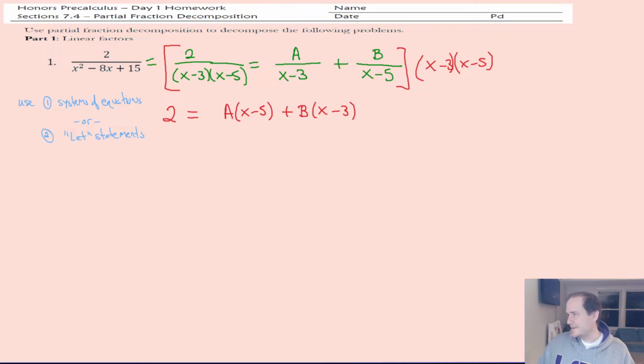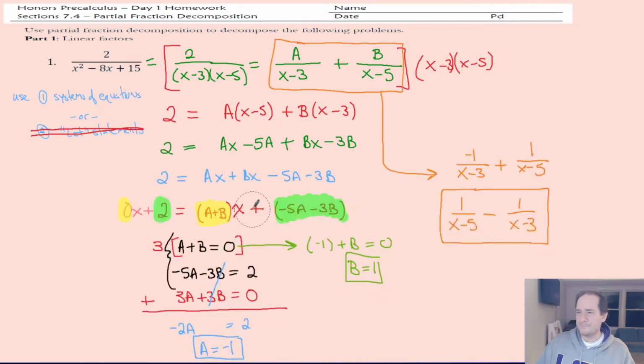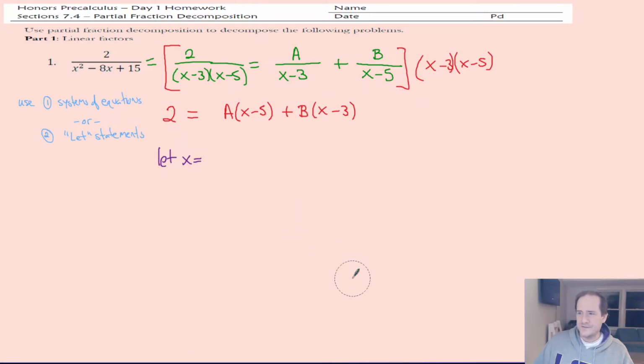So in the let statements method, you're going to literally write a statement with the word let in it, and you're going to let x equal some value that would cause these variables to get canceled. It's really the same. Back here, we canceled out our variables by writing a system and using a method called linear combinations, where we multiplied by something to make the coefficients opposites so that when we added them, they canceled out. When you're writing a let statement, there's an easier way to do that.